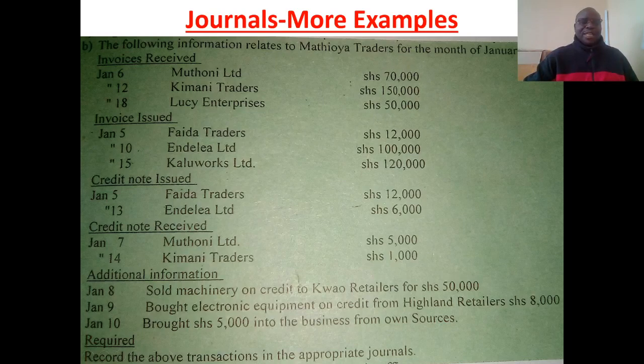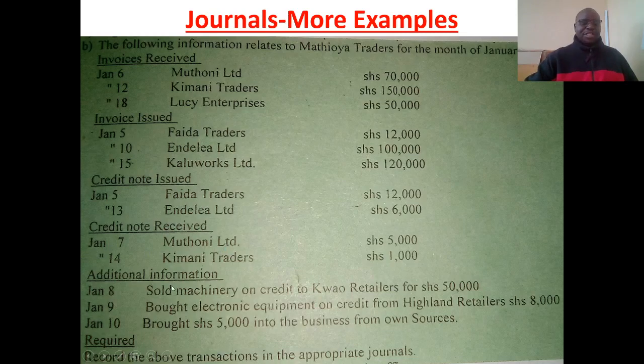Invoices issued. Madhya traders sold goods on credit and issued Faida traders on 5th, Endelea Limited on 10th and Kalwax Limited on 15th. Invoices to demand for payment for 12,000, 100,000 and 120,000 respectively. Madhya traders issued credit notes to Faida traders and Adelaide Limited on 5th and 13th for 12,000 and 6,000 to reduce their debt with him. And he received credit notes from Mudhoni and Kimani traders of 5,000 and 1,000 on 7th and 14th, so that he can pay less to Mudhoni and Kimani traders respectively.